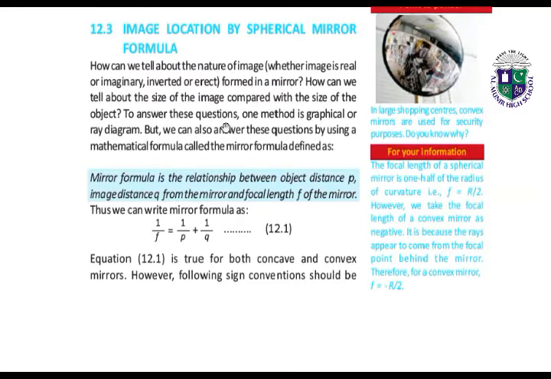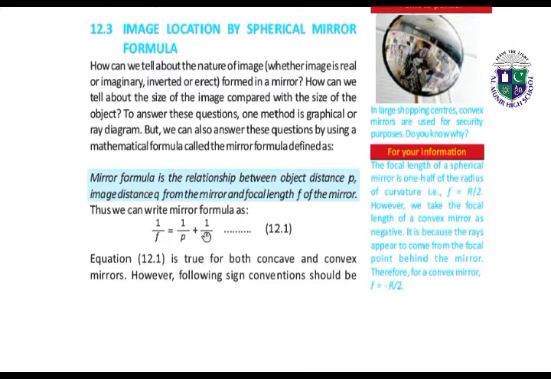To answer all these questions, one method is a graphical or ray diagram. But we can also answer these questions by a mathematical formula called the mirror formula. So by using this formula, we can answer all these questions about the nature of the image. The mirror formula is the relationship between object distance p, image distance q from the mirror and focal length f. So here f is the focal length, p is the object distance and q is the image distance.